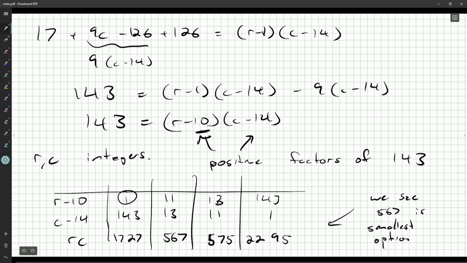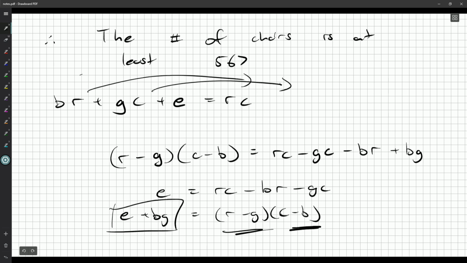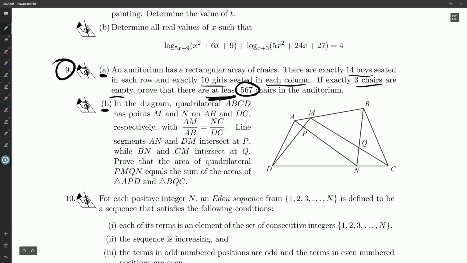The fact that we got 143, which has only a couple possible pairs of factors, makes this not too bad a question to work with. That's in general what we did there, is we found a way to express this as factors because r and g and b and c, these have to be integers for this question to work. Okay, so that's A part. We got our answer with a nice little table at the end, nice short little table there.